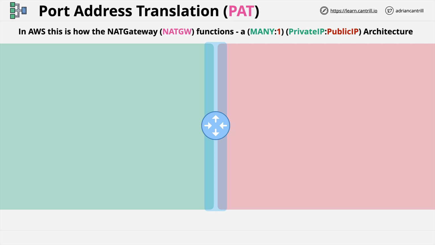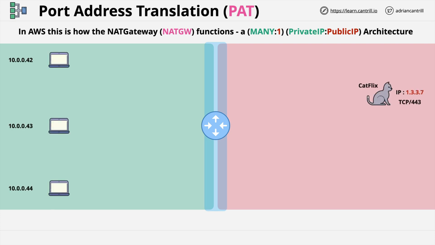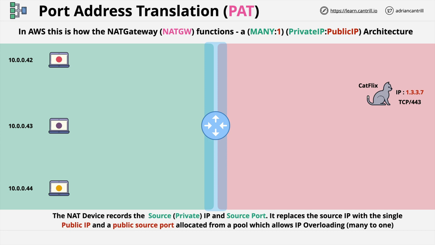The example we'll be using is 3 private devices on the left, all wanting to access CatFlix on the right, which has a public IP of 1.3.3.7 and is accessed using TCP port 443, which in this case is HTTPS. And to make things easier, I'll be color coding the laptops, so red for the top, purple for the middle, and yellow at the bottom. Now, the way that port address translation, or PAT, works is to use both IP addresses and ports to allow for multiple devices to share the same public IP.